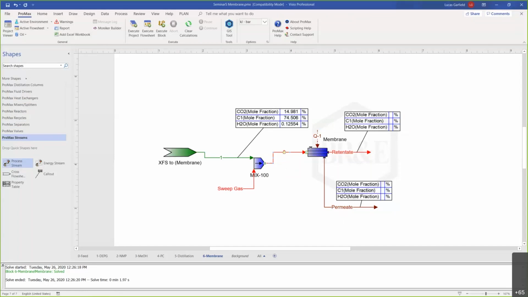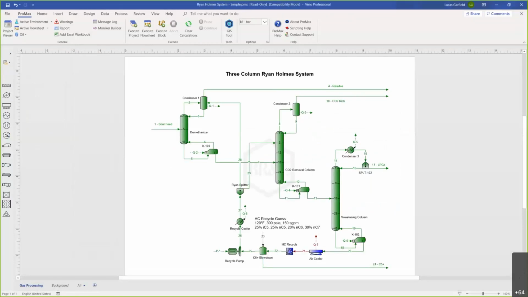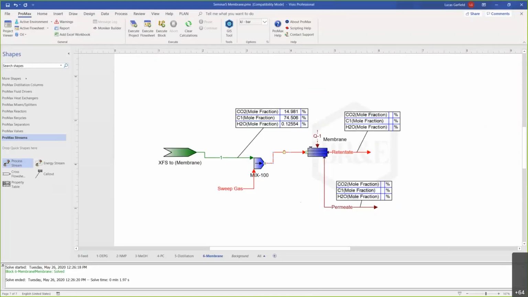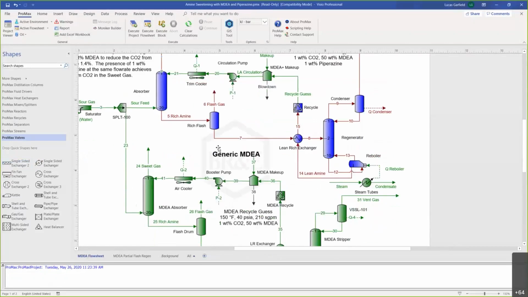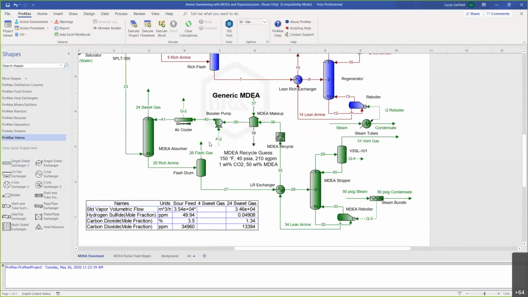Can I elaborate more on the water balance in the unit for MDEA sweetening? Yeah, we can take a look at the water balance for MDEA sweetening. Basically, ProMax is a steady state simulator, and that means that what comes in has to be equal to what goes out. In other words, there's no accumulation.